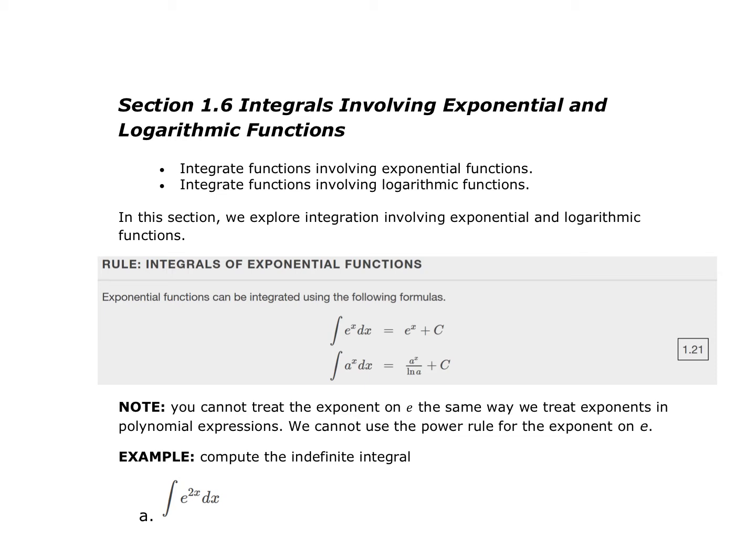So here are our first two rules of how exponential functions can be integrated. e to the x is e to the x all day long. When you integrate it, it's e to the x. When you do the derivative, it's e to the x. And then plus c if you're integrating, not plus c if you're doing derivatives.